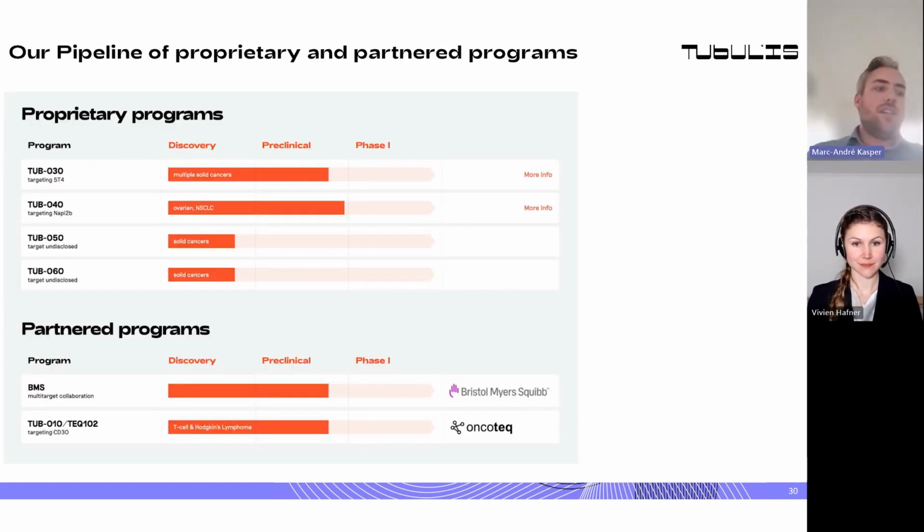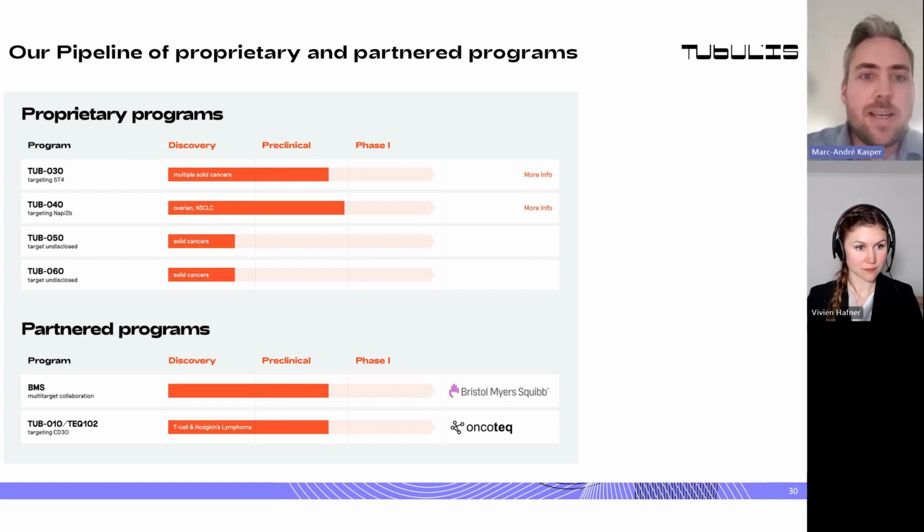And since we generated all this nice data around this platform, of course, we want to use it. We want to bring it to a patient. I mentioned this in the beginning. And we're using this for our program. So our pipeline, you can see here, our two front runners are TAP30 and TAP40, targeting 5T4 and NaPi2b. These will, as I said, soon enter the clinic, TAP40 a little bit earlier.